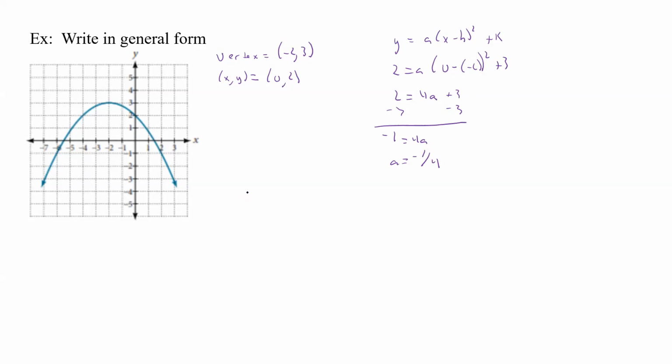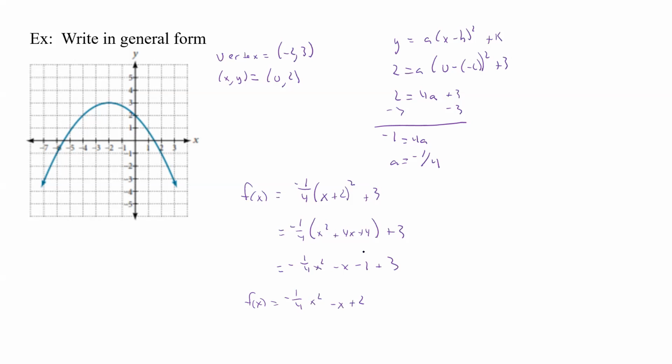And so if we plug that back in, let's say we use f of x equals -1/4 times x, now minus a minus 2 is going to be plus 2, and that's squared, and then plus 3. Now I need to square that, so it's going to be -1/4 times x squared plus 4x plus 4, and then plus 3 after that. So now I need to distribute my 1/4 that's negative, so that's -1/4 x squared, and we multiply that, that's going to be just a minus x. Multiply that, that's just going to be -1 plus 3. And so then f of x is equal to -1/4 x squared minus x plus 2. And so that's going to be my general form.